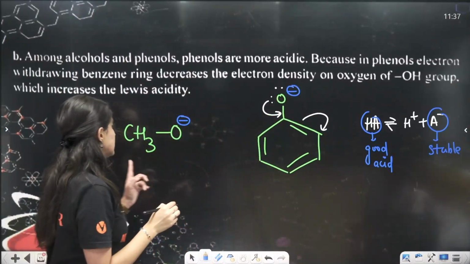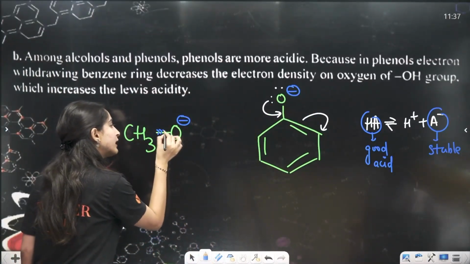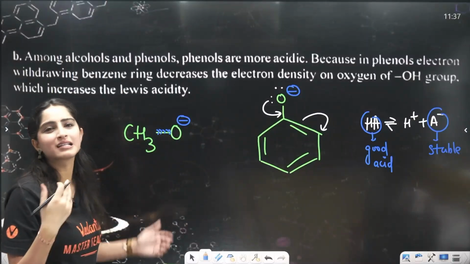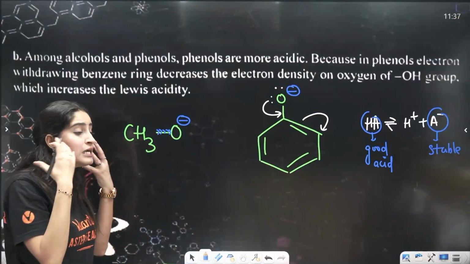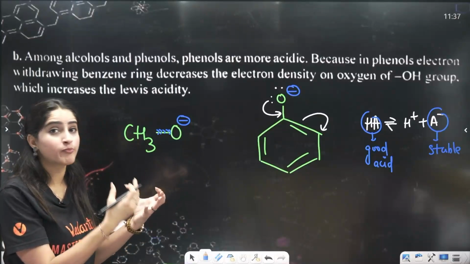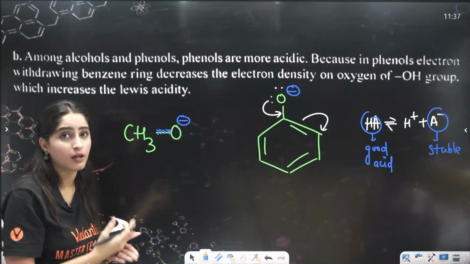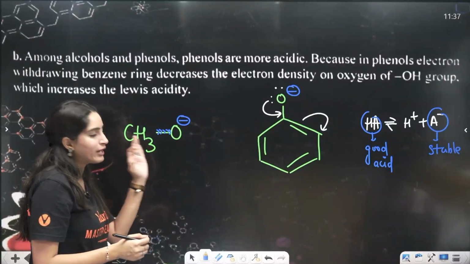As you can see here, CH3 is donating the electron. Any alkyl group that is there will have the tendency to donate electrons by plus I effect, that is plus inductive effect. Now it is going to donate the electron.